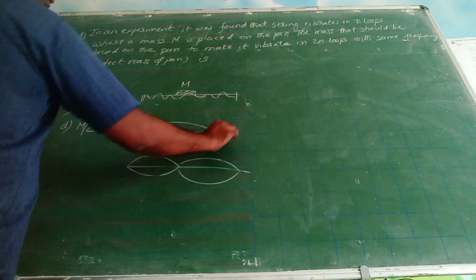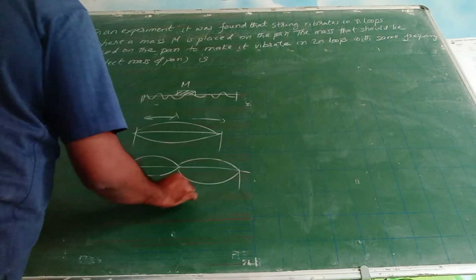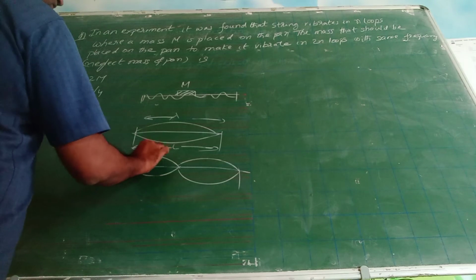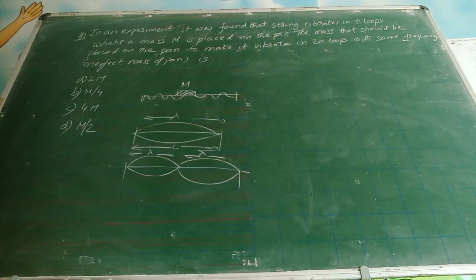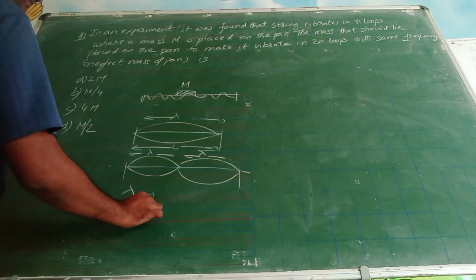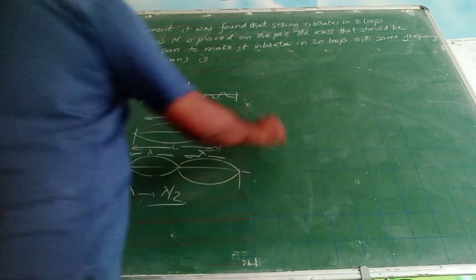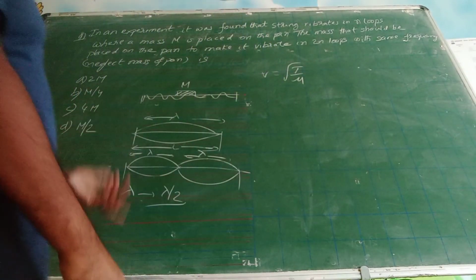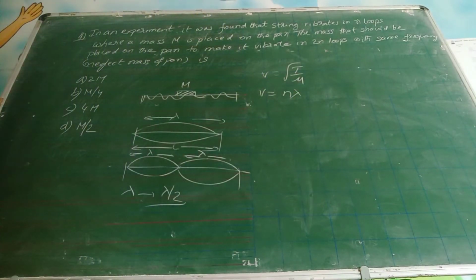So each loop got doubled, right? So let us say this is node to node and this is my lambda. So here also it is node to node. See, this is my length, okay? So here what is happening? This has become lambda now, new lambda, right? So your original lambda became lambda by 2 here. So the expression for velocity is root over t by mu. Okay. There is also an expression for velocity which is n lambda. N is the frequency. Alright. So we have two expressions for velocity.